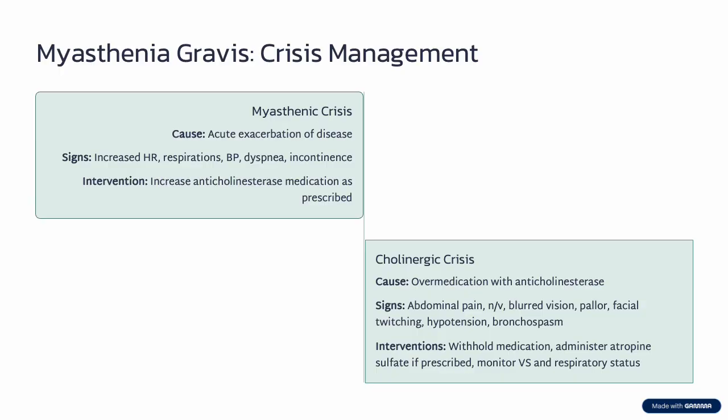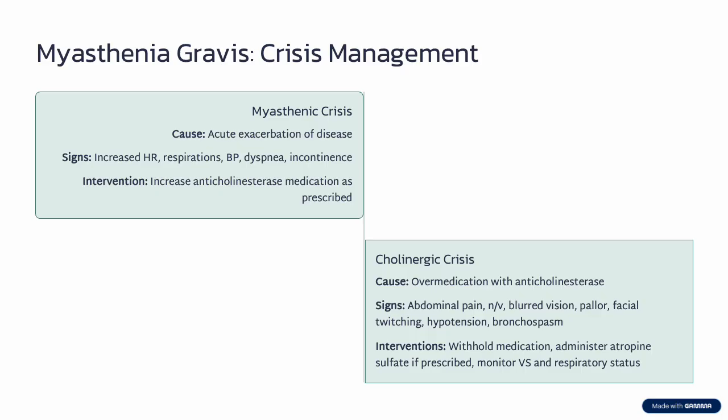But during a myasthenic crisis, they experience increased muscle weakness. They can have respiratory distress and decreased tidal volume, meaning that they can't take in deep breaths. So their lung capacity is lower. They may have difficulty talking, swallowing, and chewing.